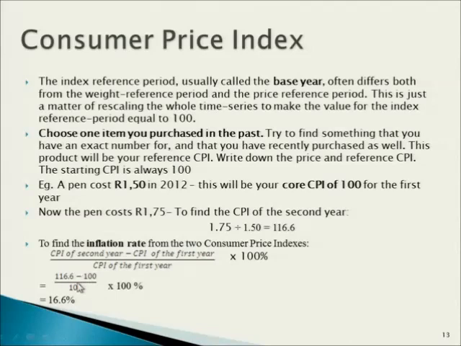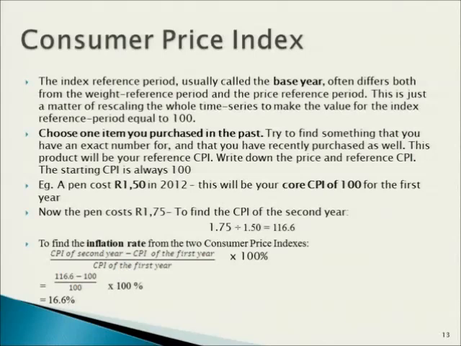Formula, second rule, substitute. There's my second CPI. I've already determined it. The first one was 100 over the original one, which of course was also 100, multiply by 100%, and that gives you 16.6%. That is the last calculation that you must be able to do.